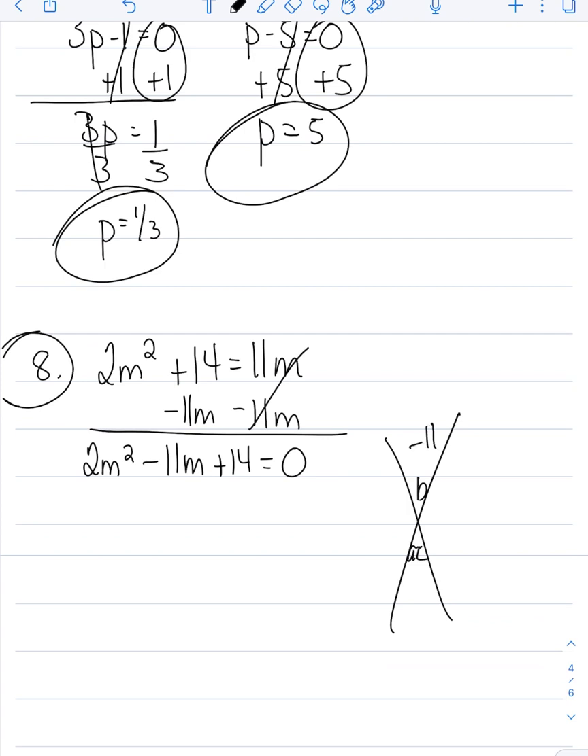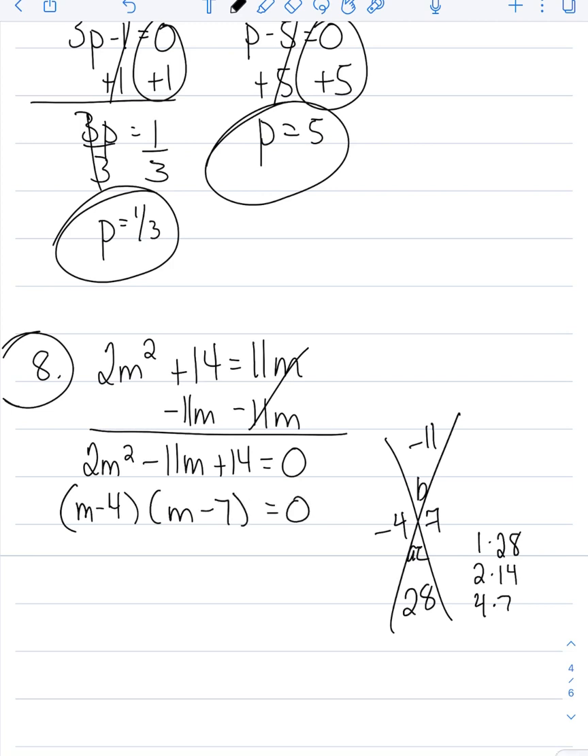So B is negative 11. 2 times 14 is 28. So we have 1 times 28, 2 times 14, 4 times 7, and that's going to work for us if we make both of those negative. Negative 4 minus 7 is negative 11. 2 negatives, 4 times 7 gives us positive 28. So our two factors are m minus 4 times m minus 7 equals 0.